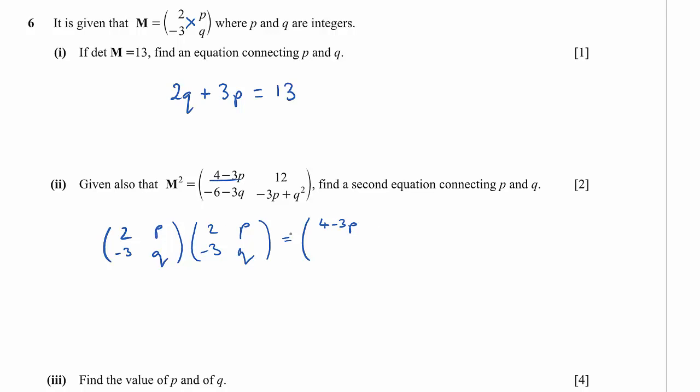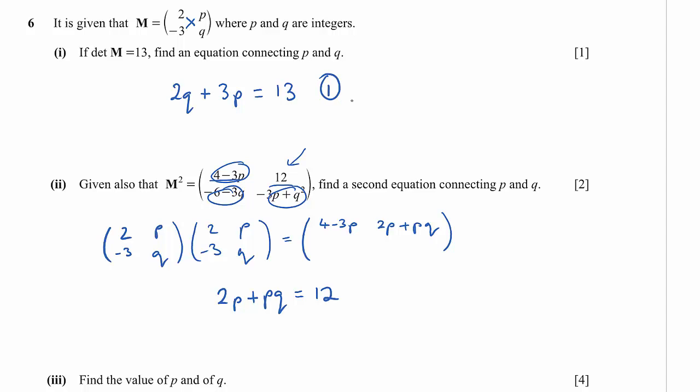And then I'm going to get 2p and plus pq. So that's equal to 12. So that will do it. That's the second equation. 2p plus pq is equal to 12. And actually looking at this, I should have spotted that that was the only element that I needed from that matrix. But I'm there now anyway, so that's good.